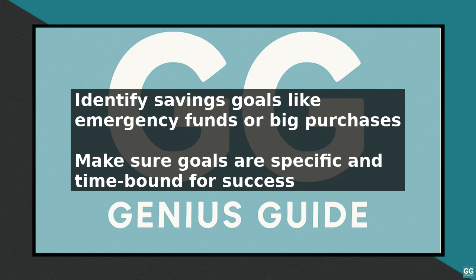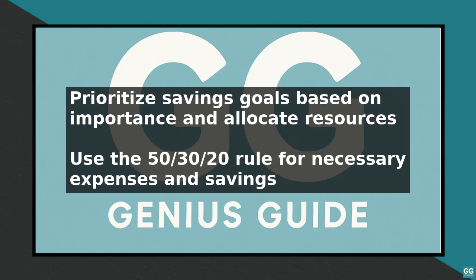First, identify your savings goals, such as building an emergency fund, paying off debt, or saving for a big purchase. Make sure your goals are specific, measurable, achievable, relevant, and time-bound. For example, instead of saying "I want to save money," say "I want to save $1,000 in the next 3 months for a vacation."